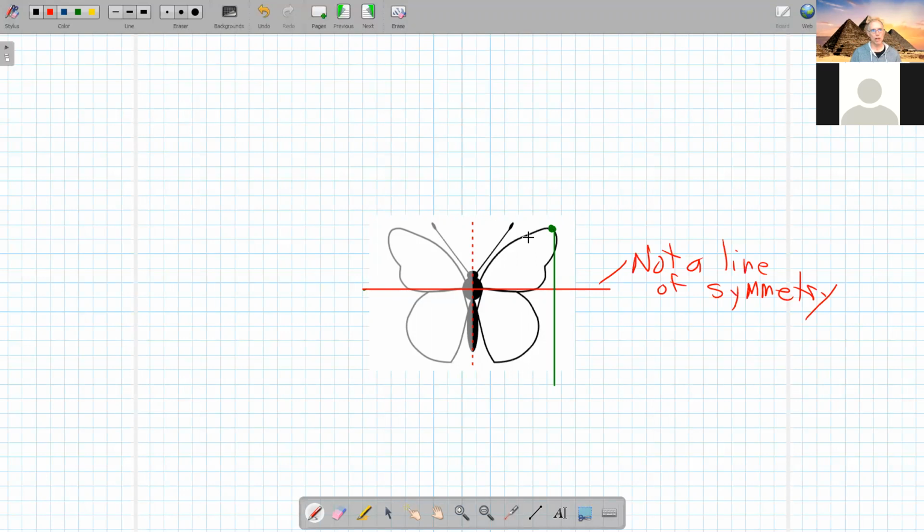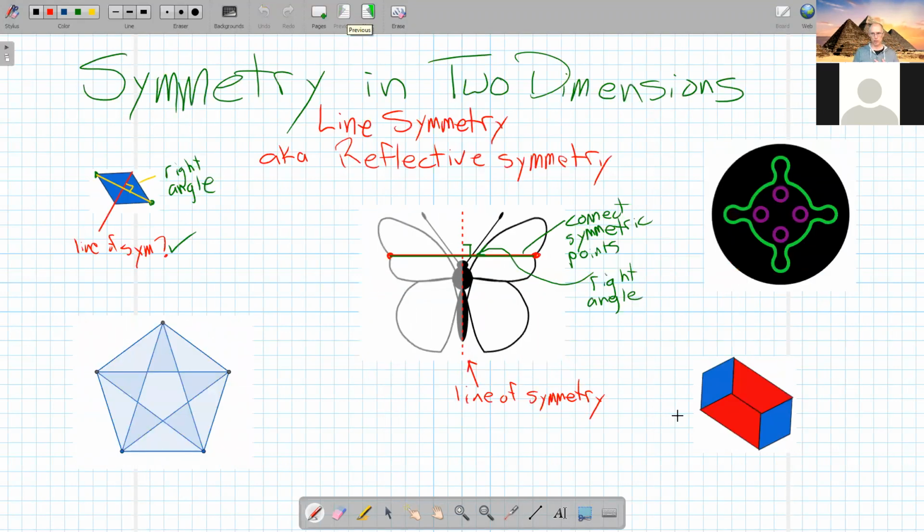So, you know, you got to kind of play around to figure that out. Let's go back and check out some of these other figures. Let's see, does this figure over here have a line of symmetry? Let's see, well, I think it has. Let's see, anybody want to suggest a line I could draw?